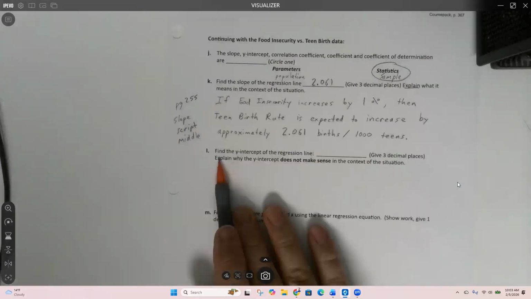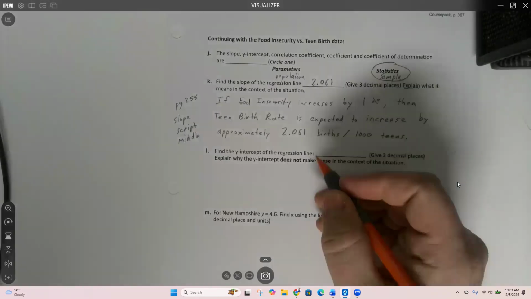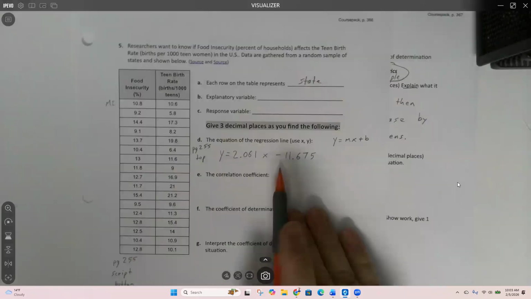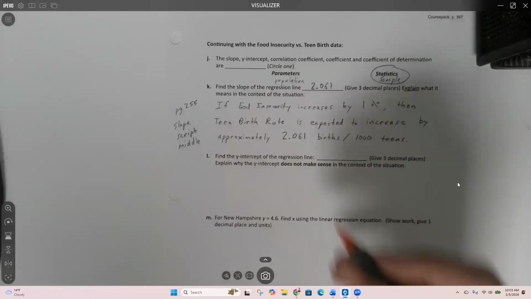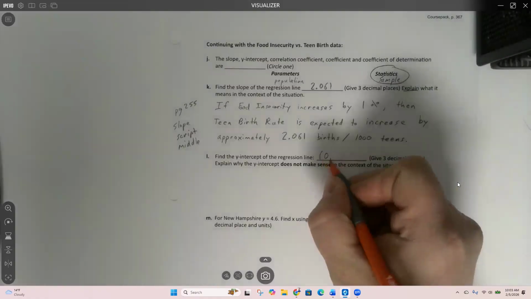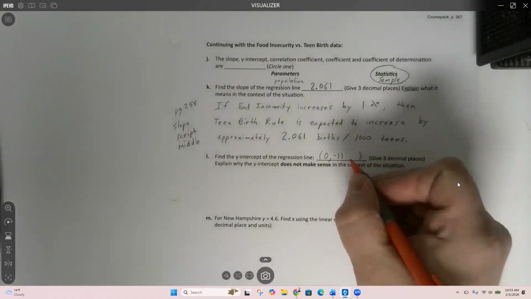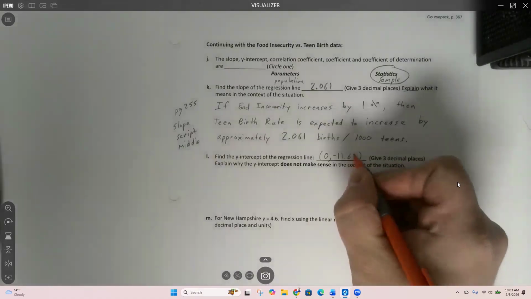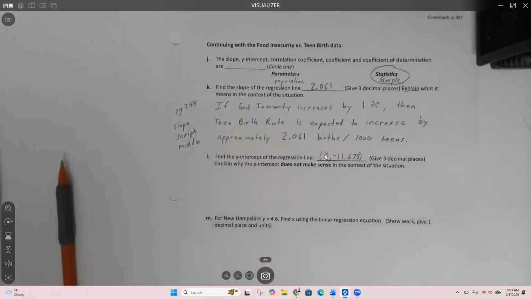All right, next, find the y-intercept of the regression line. So the y-intercept is not b, it is not negative 11.675. It is a point on the graph, which is (0, b), (0, negative 11.675). If you don't include the parentheses and the 0, you will lose a point.